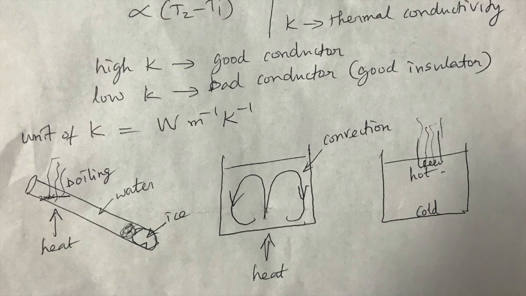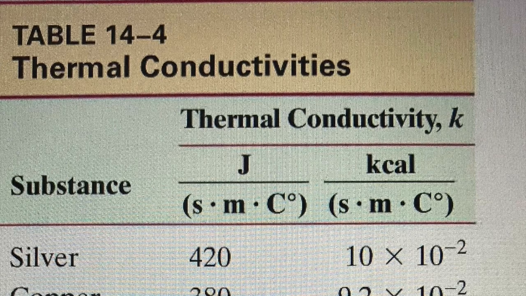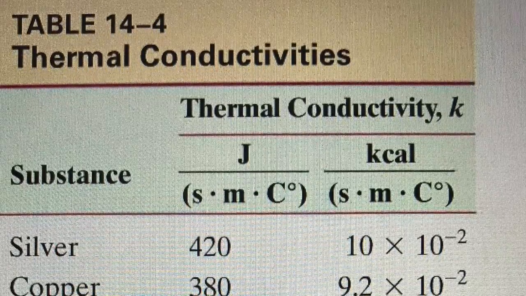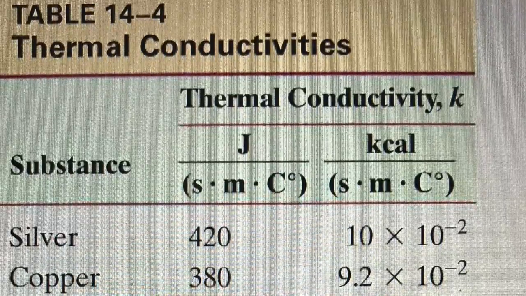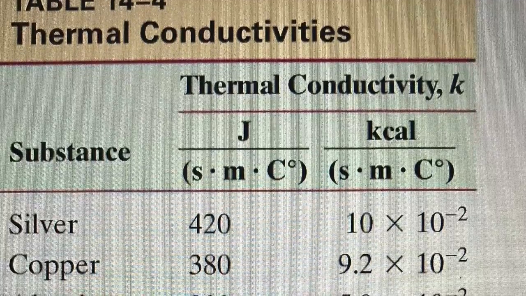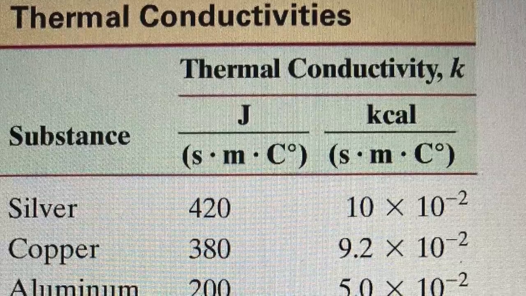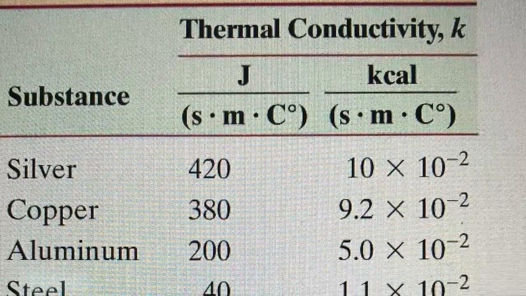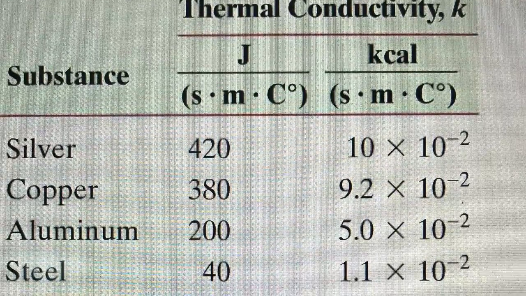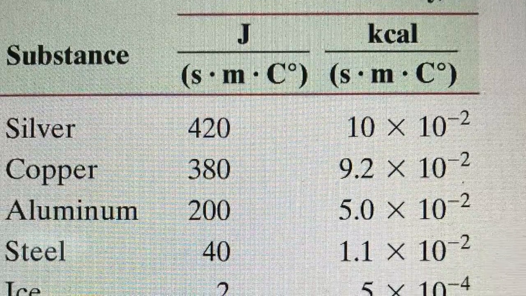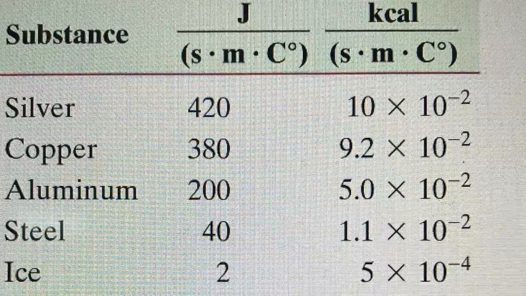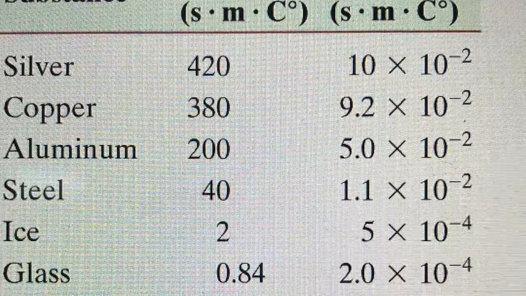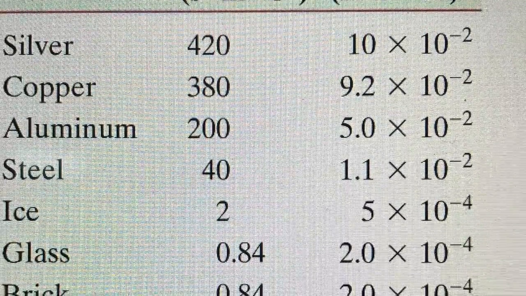Thermal conductivities of different materials are different. For example, silver is 420, copper is 380, it conducts. Aluminum doesn't conduct that much, it's 200. Steel is only 40. So you can see if I have a copper spoon and a steel spoon, the copper spoon will be almost 10 times faster in conduction, because copper is 380 and steel is 40 watt per meter per Kelvin. Ice is 2. Ice is only 2. Doesn't conduct heat through it that well.